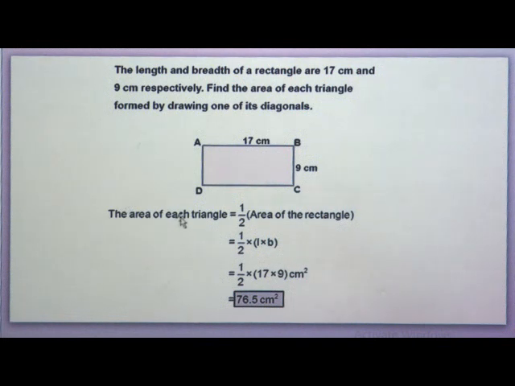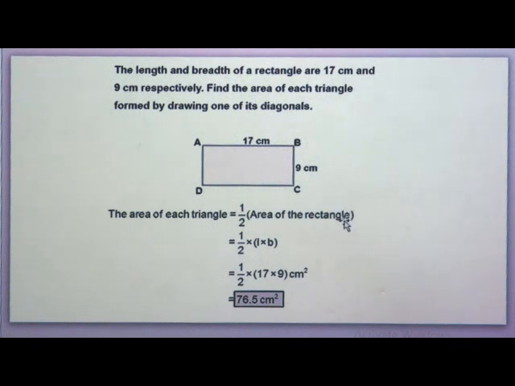So, if we cut a diagonal from here, that is A to C, it is your choice, you can imagine or you can draw the diagonal from B to D also. So, if I draw a diagonal from A to C, then we will have one triangle here and one triangle here, which is a right angle triangle. The area of each triangle is equal to, you know the formula now, half the area of a rectangle, half the area of a rectangle.